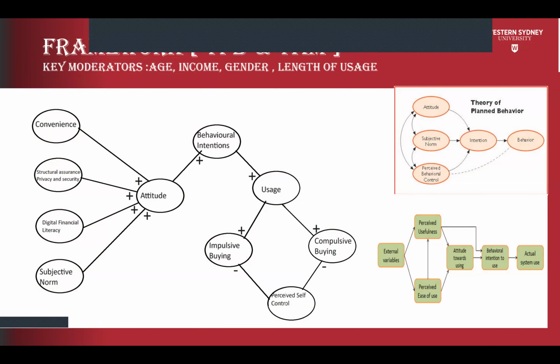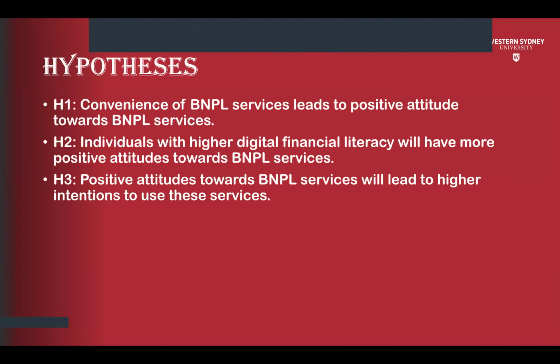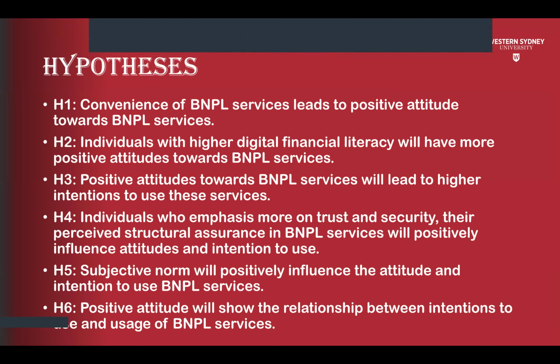So I'll be trying to understand these four factors: convenience, structural assurance, digital financial literacy, and subjective norm. How are they affecting attitude, and how are these attitudes making individuals intend to buy, and their actual usage, and how is perceived control helping them control impulsive buying and compulsive buying. So these are the hypotheses I have made through this framework and using all four questions. Next slide.